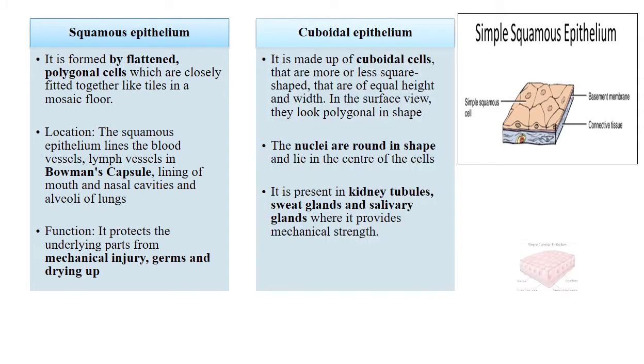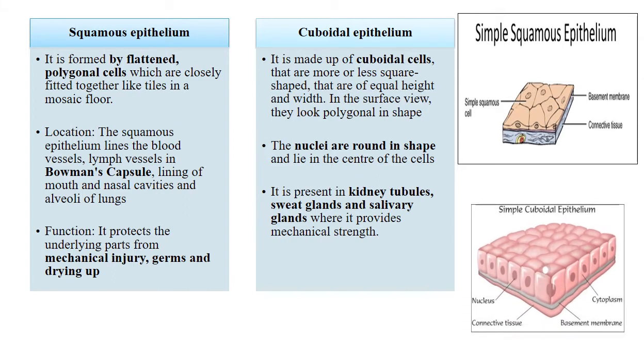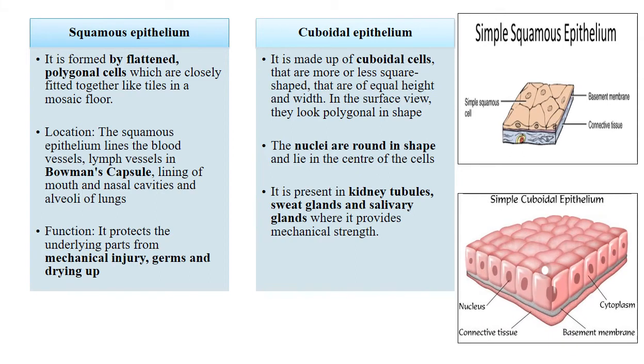Cuboidal epithelium. It is made up of cuboidal cells that are more or less square shaped, of equal height and width. In the surface view, they look polygonal in shape. The nuclei are round in shape and lie in the center of the cells. It is present in kidney tubules, sweat glands, and salivary glands where it provides mechanical strength.